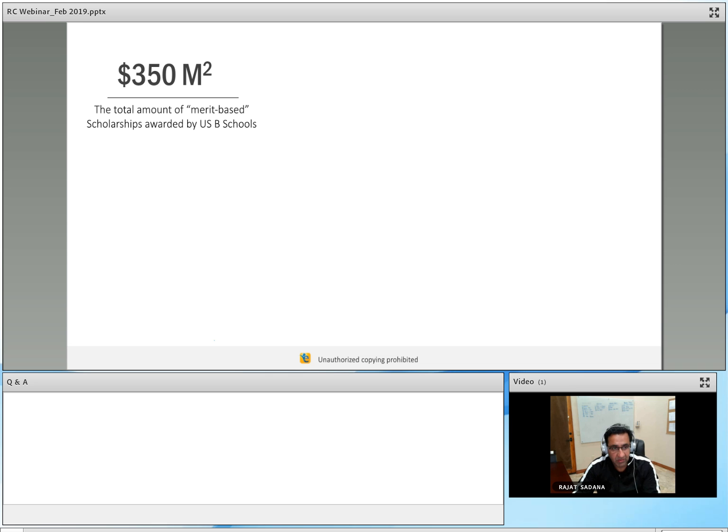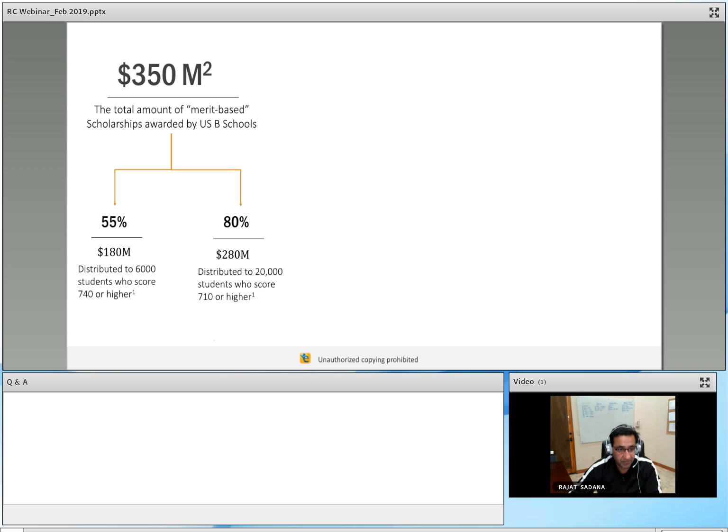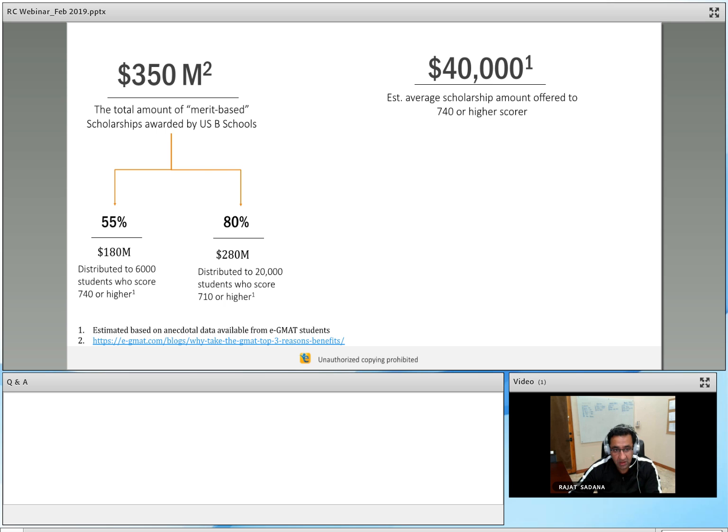I mean, if you do the research, you're going to find that B schools in the US offer about $350 million worth of merit scholarships. In Europe, that number is about 50 to 60 million. So Europe's not as much, but still a substantial amount. And when we look at stats of e-GMATers, about 11,000 paying students every year, what we find is about 55% of that scholarship money goes to people who score 740 or higher. And 80% of it goes to those who score 710 or higher.